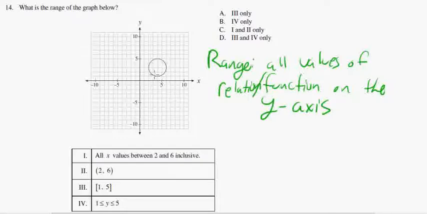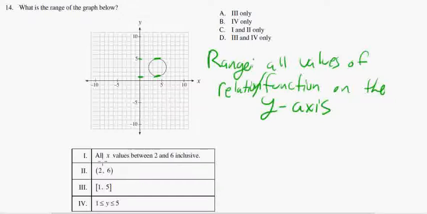Alright, so the range is all the values of the y. So this can go from 1 to 5, sorry, 5 to 1 or 1 to 5. And because the function actually crosses the 1 and 5 line, the function can be all numbers from 1 to 5 inclusive. So we can look at our four possible answers here.